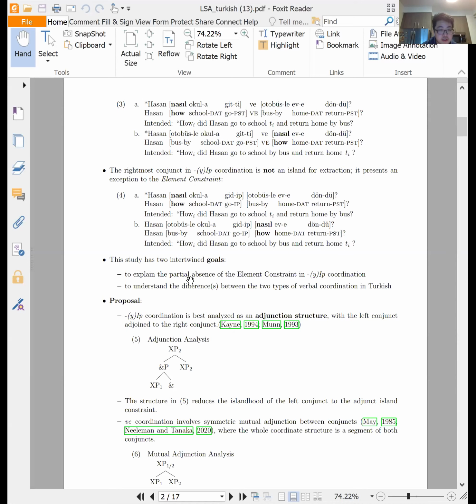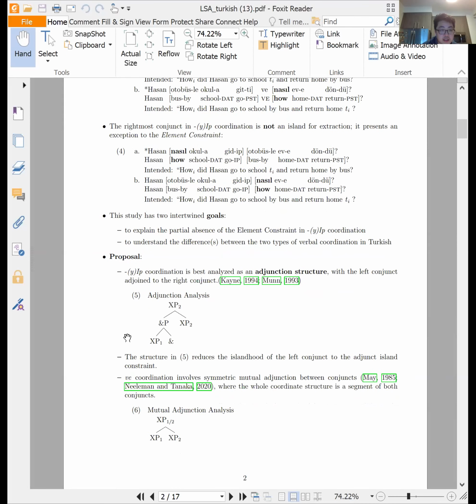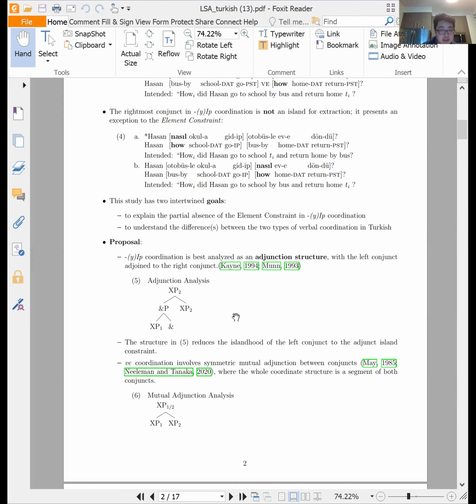This study has two goals, sort of intertwined. First, I'll try to explain the partial absence of the element constraint in ip coordination, basically the lack of islandhood of the right conjunct or the final conjunct. And also we'll try to understand the differences between the two types of verbal coordination, the ip and ve coordination structures in Turkish. I propose that ip coordination is best analyzed as a junction structure.